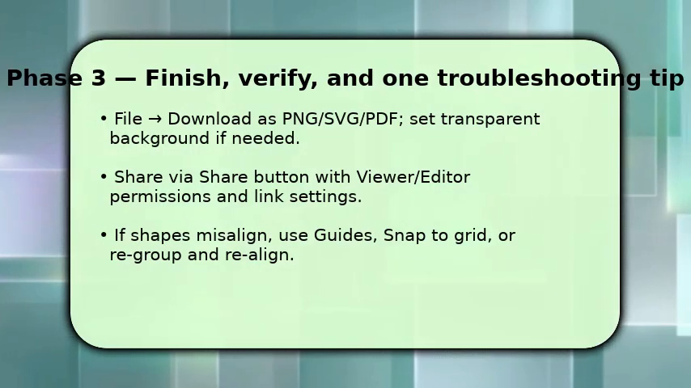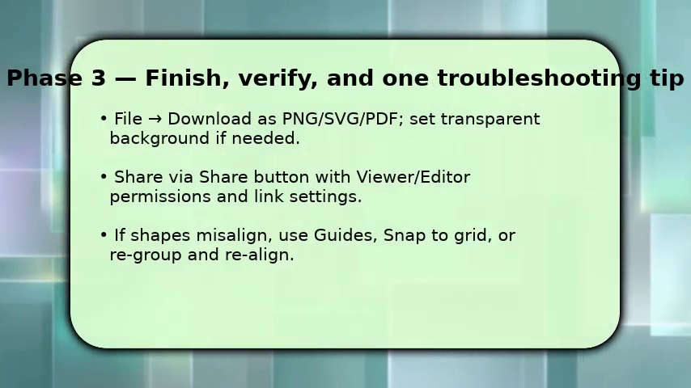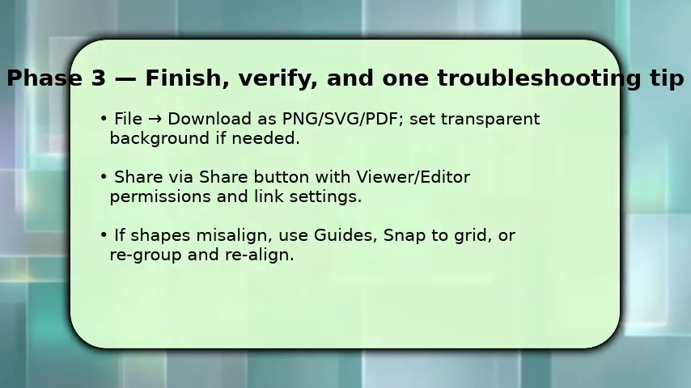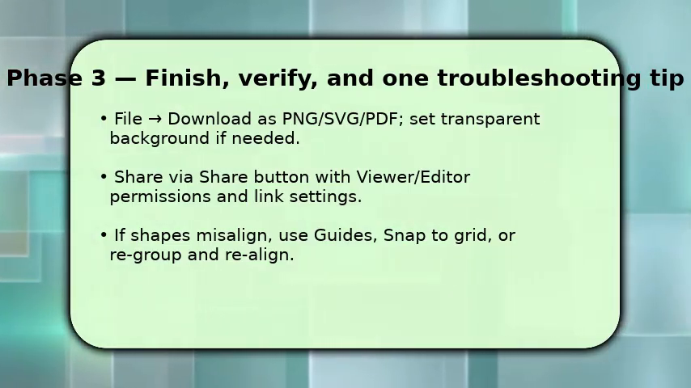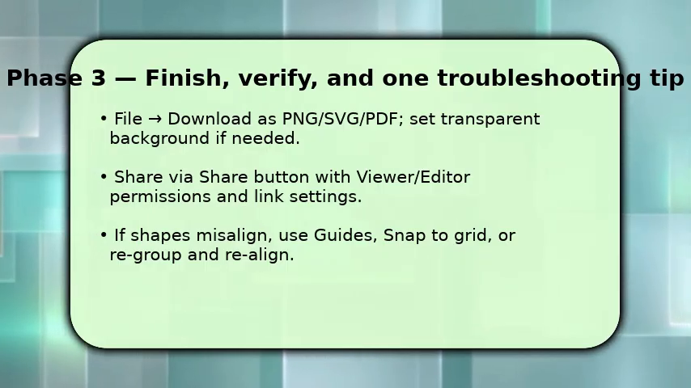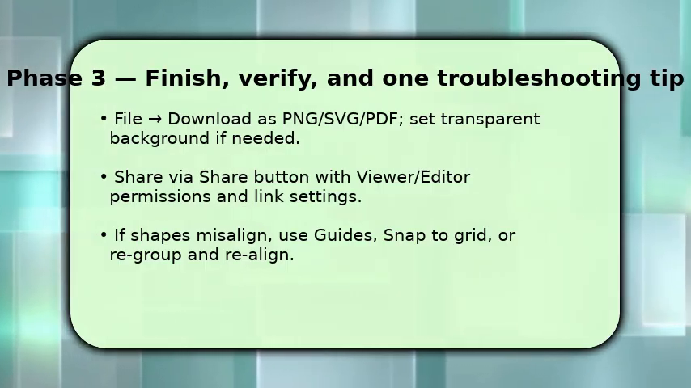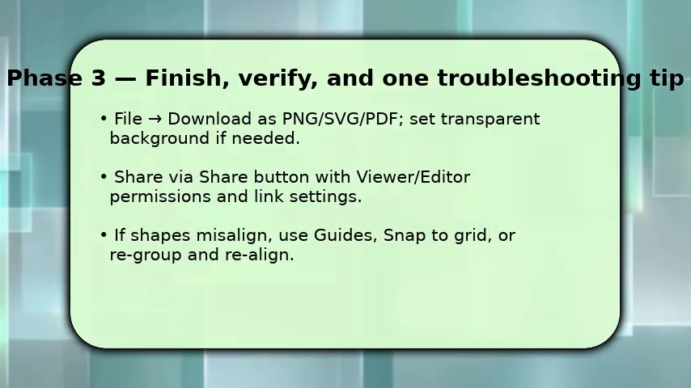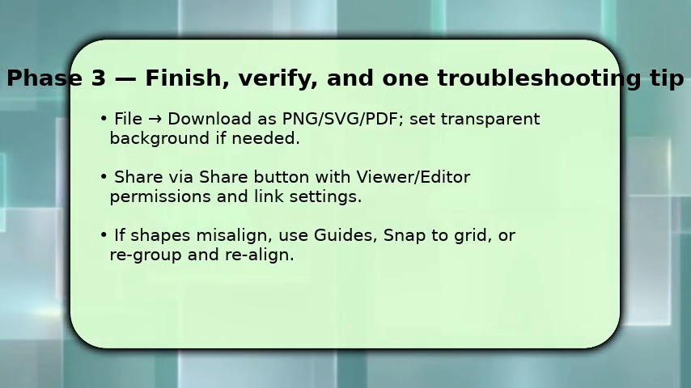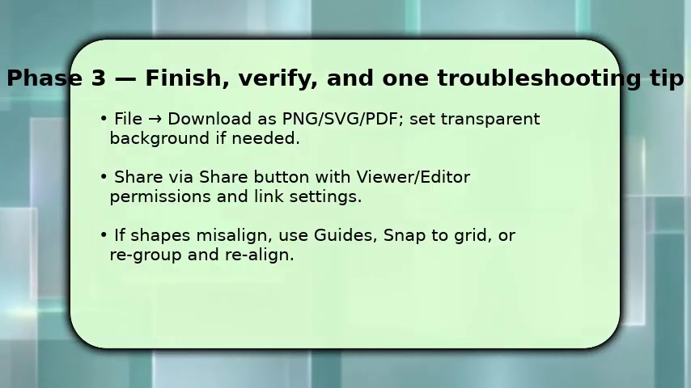Finish by exporting and sharing. Choose File > Download and pick PNG, SVG, or PDF depending on use, and toggle transparent background for overlays because export format affects quality and editability. Then use Share to set viewer or editor access and copy the link so collaborators can review. Make sure you set proper permissions to avoid accidental edits.